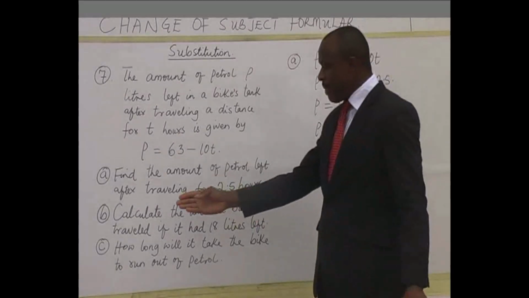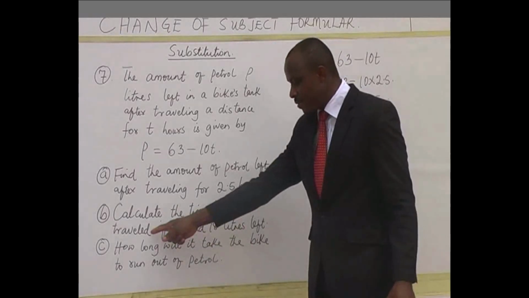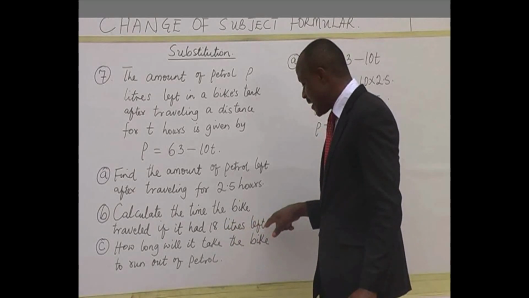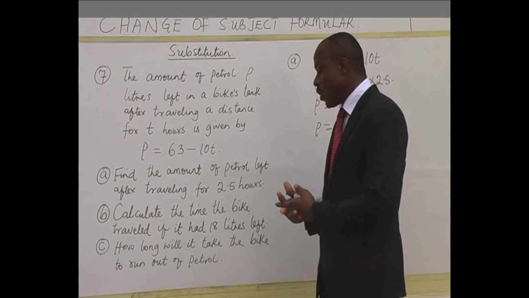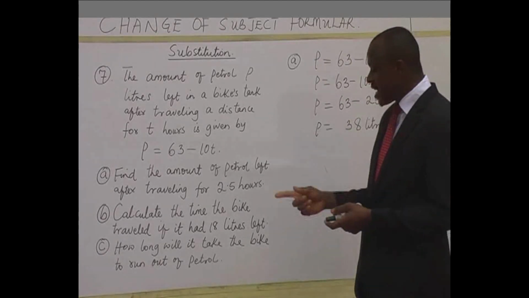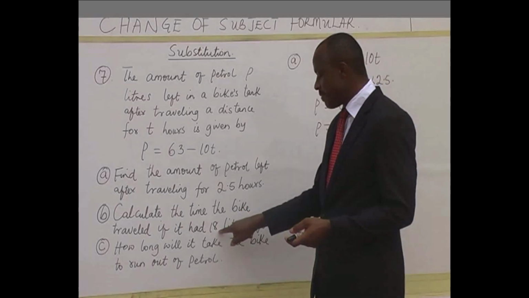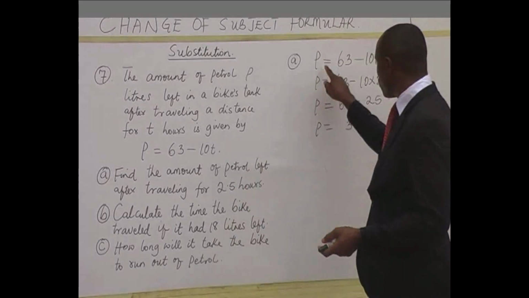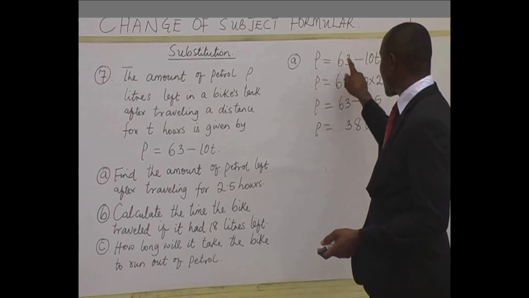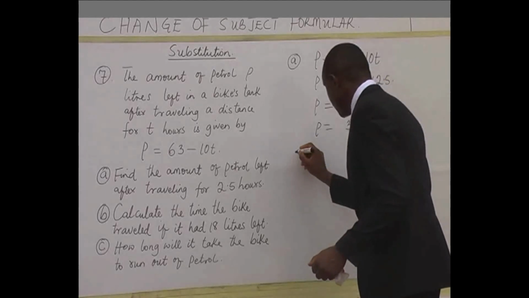Now question number B says that we should calculate the time the bike traveled if it had 18 liters of fuel left, or 18 liters of petrol left. Now we have been given the amount of fuel left, that is P, in this equation now. We have been given P. Then we are asked to calculate T. Question number B.